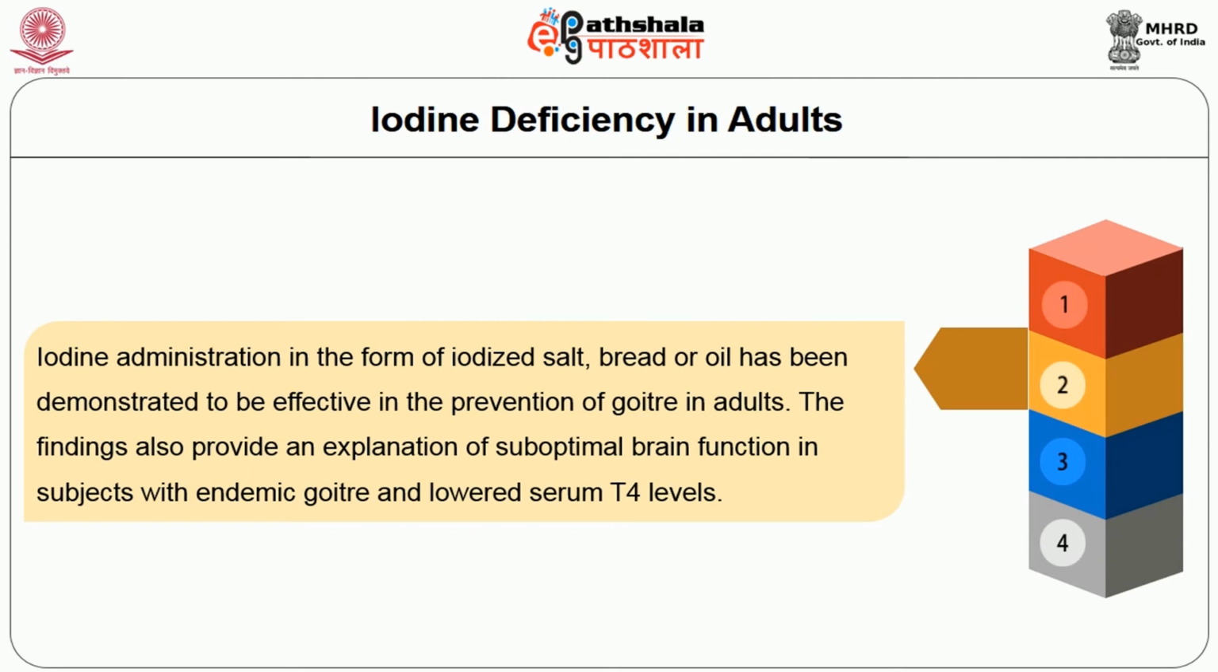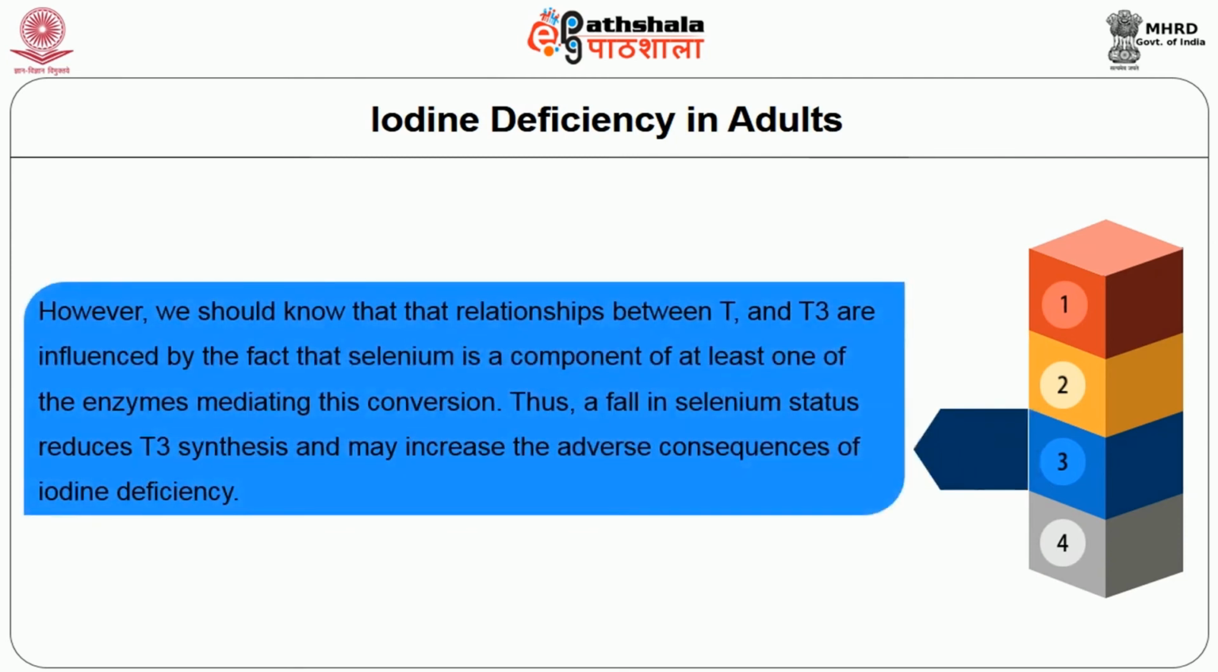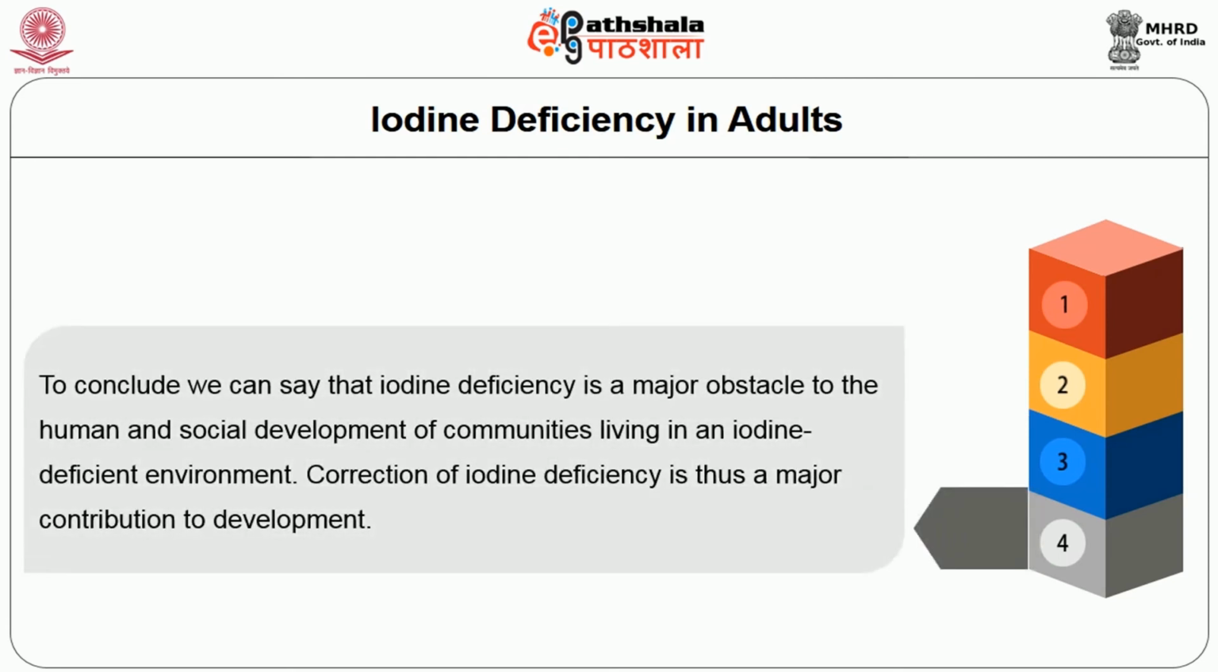However, we should know that the relationship between T4 and T3 is influenced by the fact that selenium is a component of at least one of the enzymes mediating this conversion. Thus, a fall in selenium status reduces T3 synthesis and may increase the adverse consequences of iodine deficiency. To conclude, we can say that iodine deficiency is a major obstacle to the human and social development of communities living in an iodine deficient environment. Correction of iodine deficiency is thus a major contribution to development.